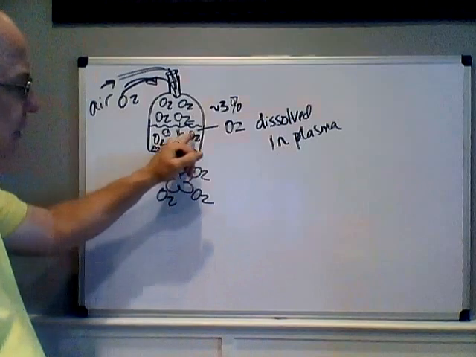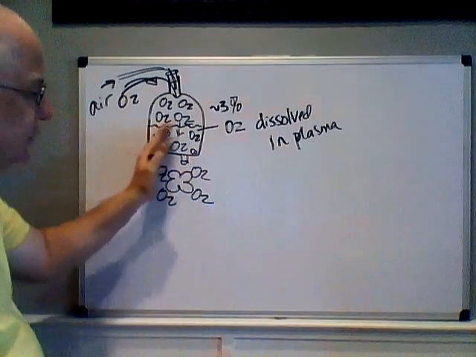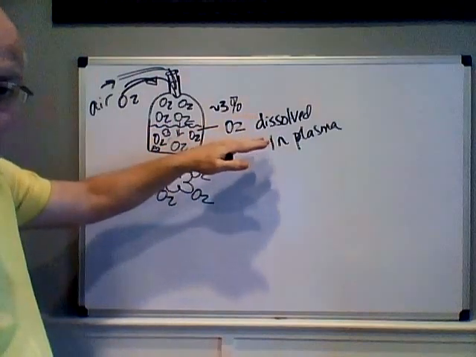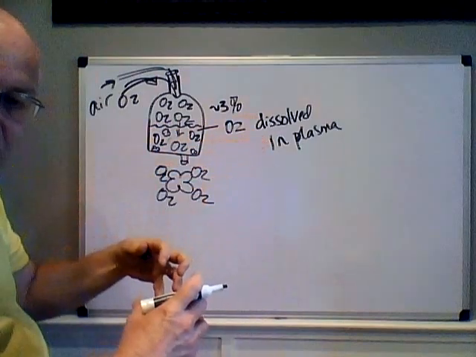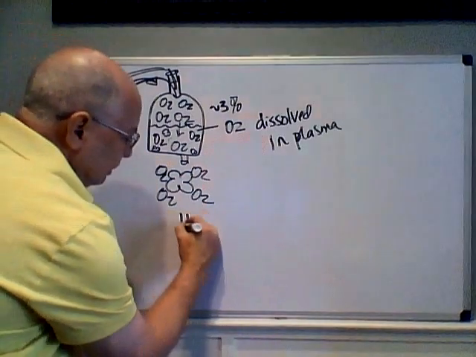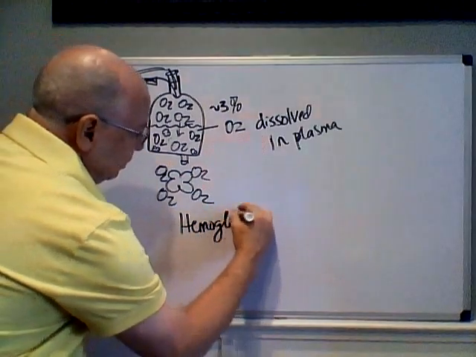But it's not all the oxygen that's actually in the fluid. This is free-floating oxygen in the fluid, but some of the oxygen is actually in that fluid bound up. This is the protein hemoglobin inside your red blood cells.